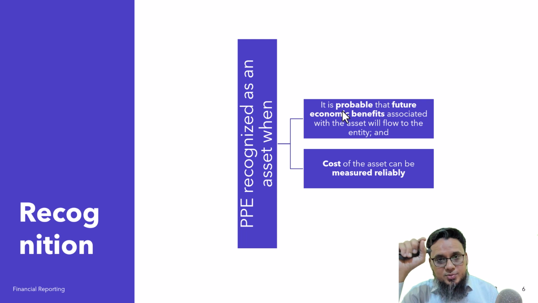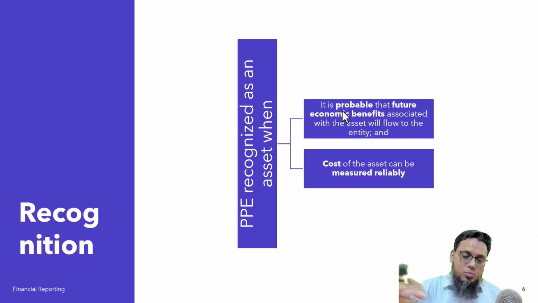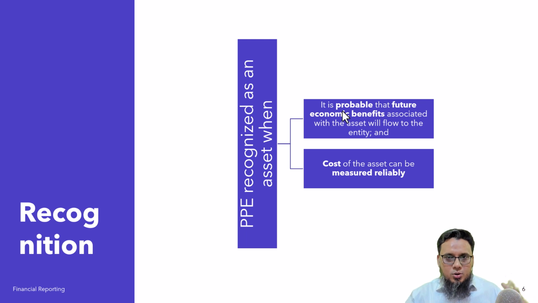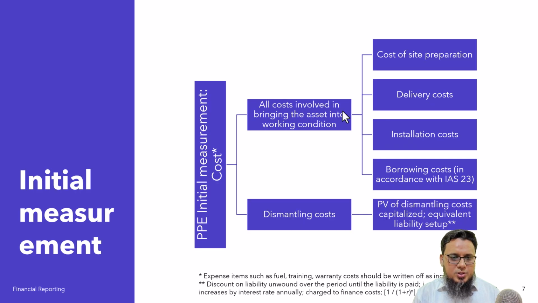Future economic benefits which are associated with the asset will flow unconditionally or exclusively to the entity, not to a group of people which will also include the entity, just to the entity exclusively. And then cost has to be reliably measured.